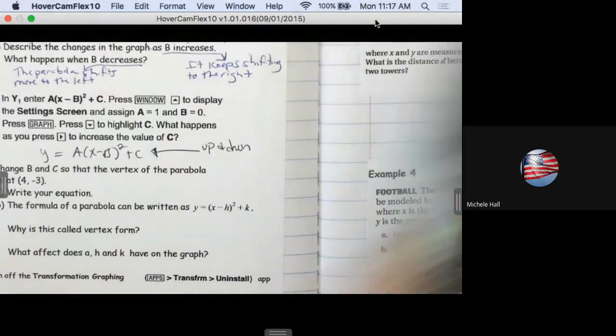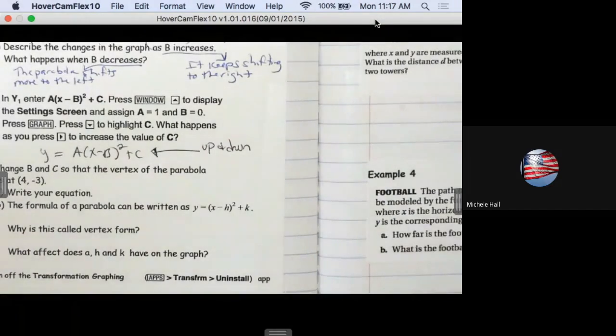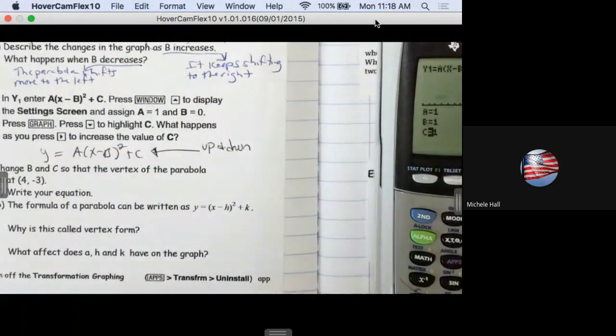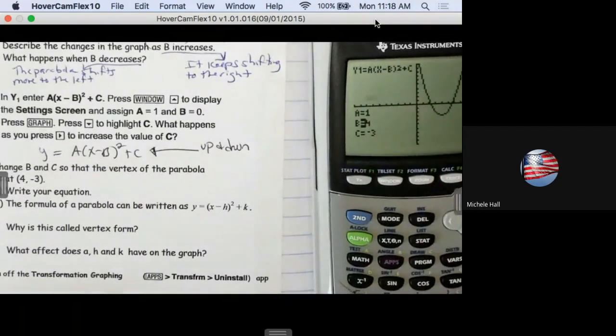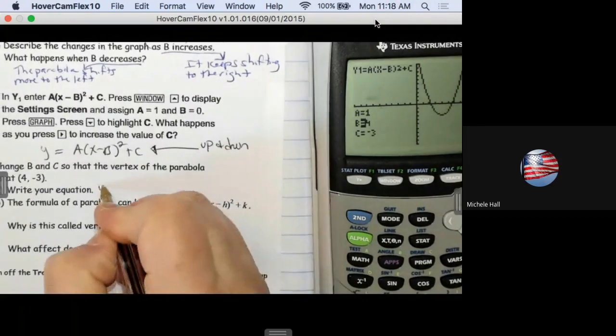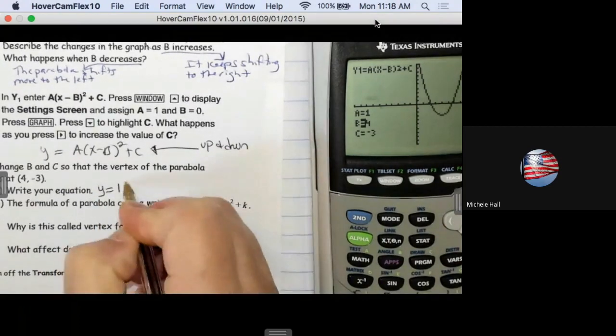All right. Change B and C so the vertex of the parabola is at (4, -3). So change B and C to be 4 and -3. We need to write this equation once you get it done. I need to write an equation for this vertex. Y equals, A was 1.